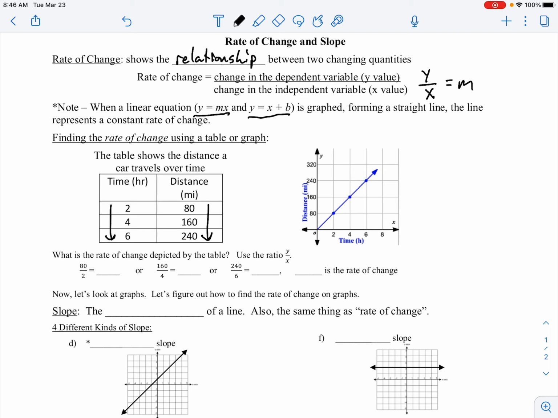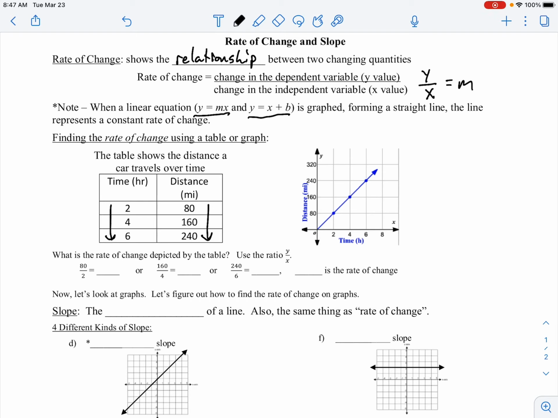So just note, when a linear equation, which we have been playing with, y equals mx and y equals x plus b, is graphed, forming a straight line, the line represents a constant rate of change. So what that means is our line is changing by the same amount no matter what 2 points you're going from. So from this point here to this point here, its rate of change is the same as going from here all the way to here. It's changing at a constant amount as we go on.